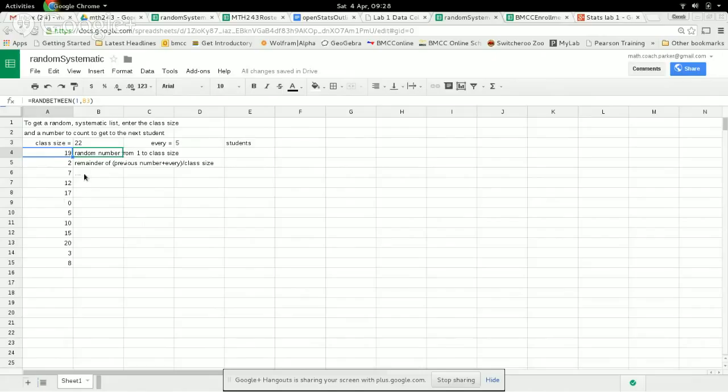Then you would look at the seating arrangement, and you'd want to grab the 19th person, the 2nd person, the 7th person, the 12th person, the 17th person, and so on, to ask them those questions and write down the data.